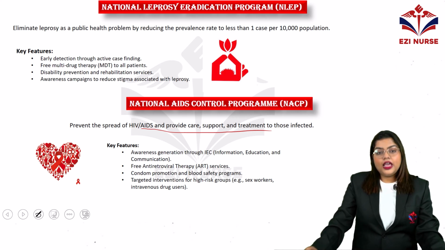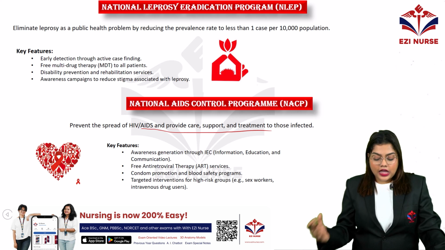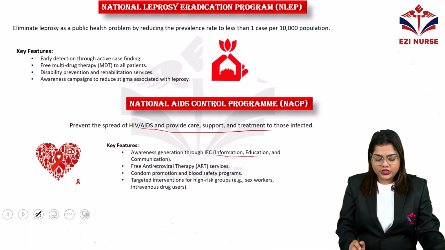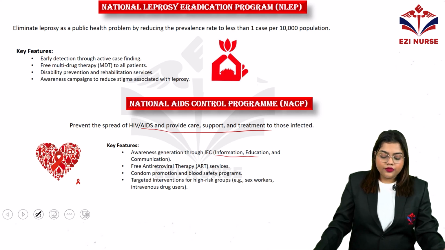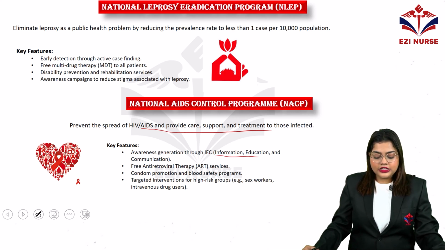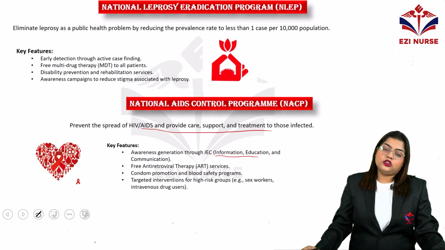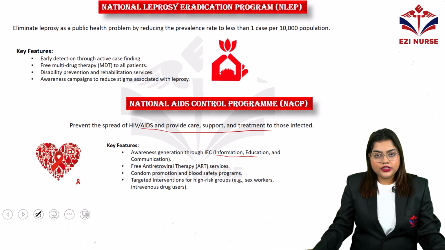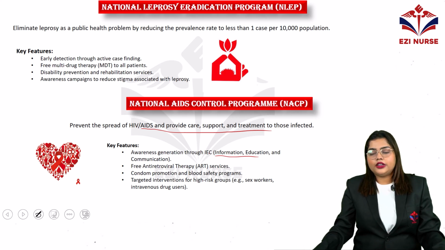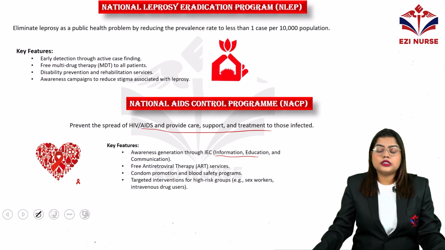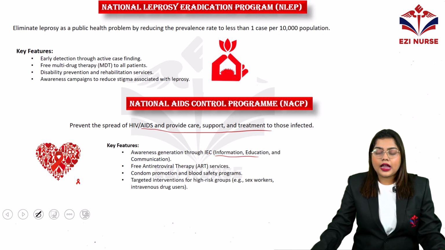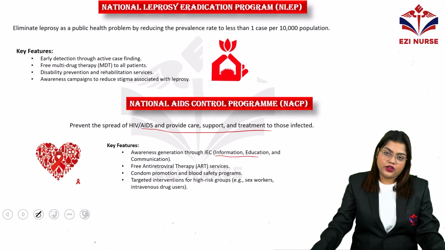First we should spread awareness in the general population through IEC: information, education and communication. Then we have to give free antiretroviral therapy to patients or persons who are suspected of having HIV AIDS infection, or who already have the infection, especially in cases like when a mother is already affected with HIV and is conceiving a baby. In those cases, we have to give antiretroviral therapy.